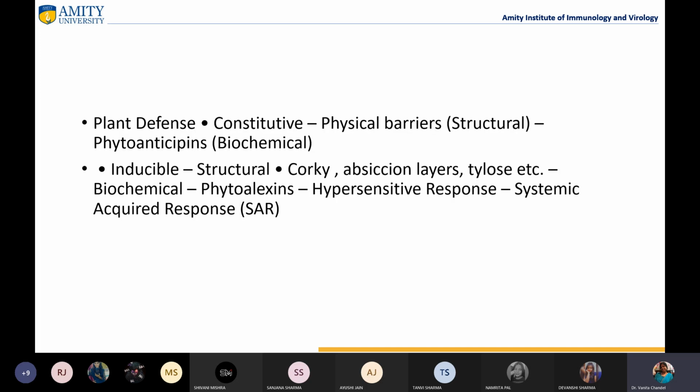So plant defense responses: constitutive responses mean physical barriers, that is structural changes in the plant, or biochemical, certain chemicals which are released. Inducible again includes structural, where the corky layer, abscission layers and tylosis form. Biochemical includes chemicals such as phytoalexins being generated and secreted, then the hypersensitive response and systemic acquired resistance. All of these are biochemical responses, right?